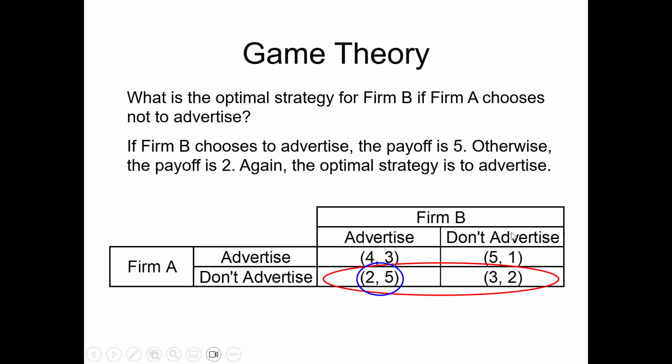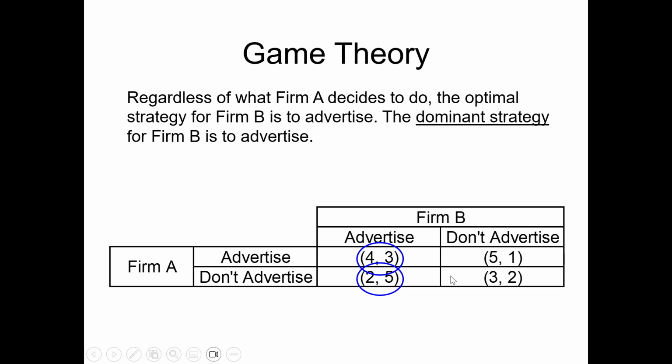And what is the optimal strategy of firm B if firm A chooses not to advertise? There is one option in this quadrant: firm A does not advertise, but firm B advertises. What will happen? The maximum choices are there for firm B, so the choice of firm A is reduced. If firm B chooses to advertise, the payoff is 5. Otherwise, the payoff is 2. So the optimal strategy is to advertise here.